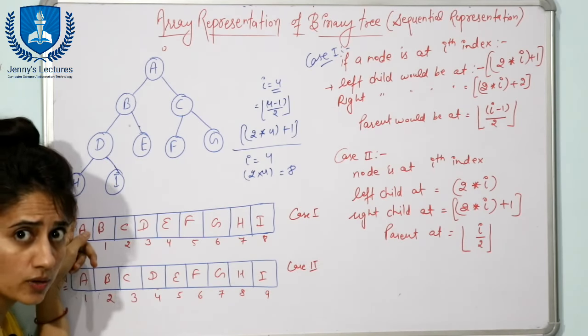So here you can say if a left or right skewed binary tree is there, then in array representation there is wastage of space. So this is how you can represent a binary tree using an array.